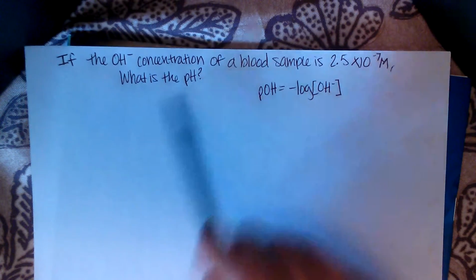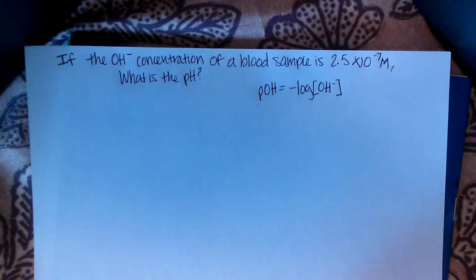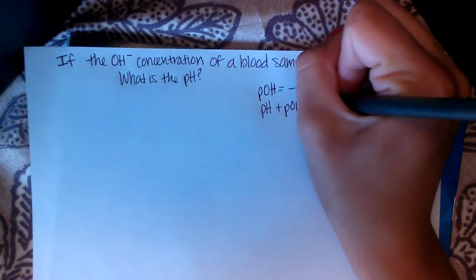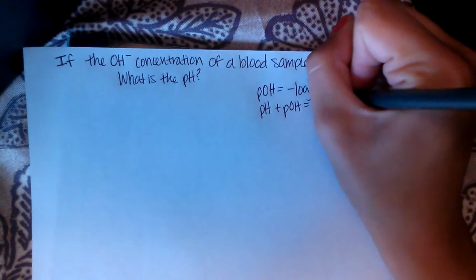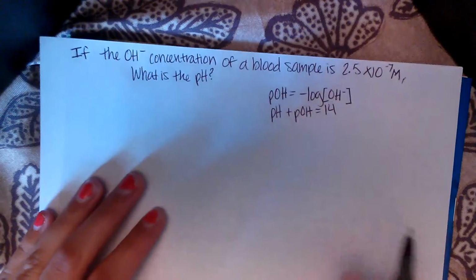But the question's asking for pH, so we have to use another formula, and that formula will relate pH and pOH together. So pH plus pOH is equal to 14. So we can already start working this problem. We can set up our first equation.